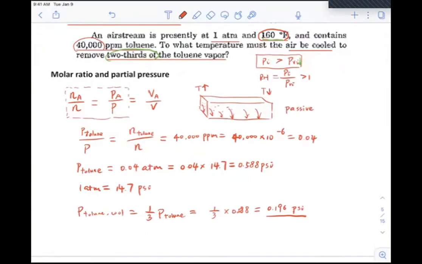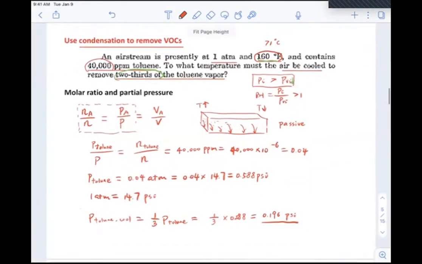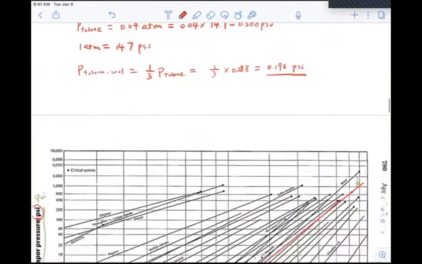We don't need to do more controls on it, right? And because of that, this condensation removal is not going to be very efficient. As you can see, we can only remove, let's say, two-thirds. We cannot achieve something like 99% removal efficiency for the VOC. So that's why we have to think about some other method, right?